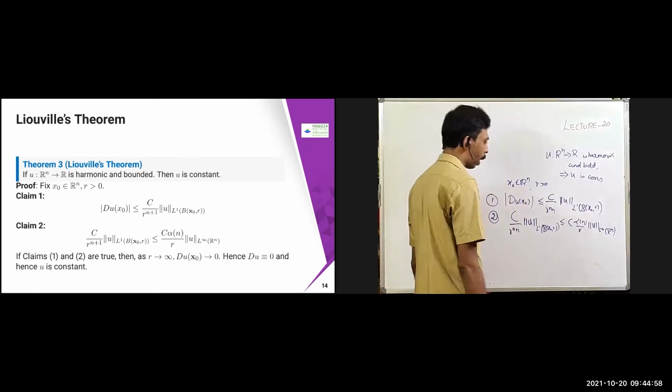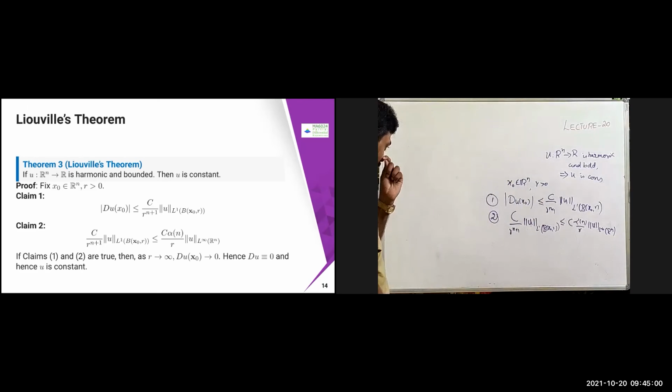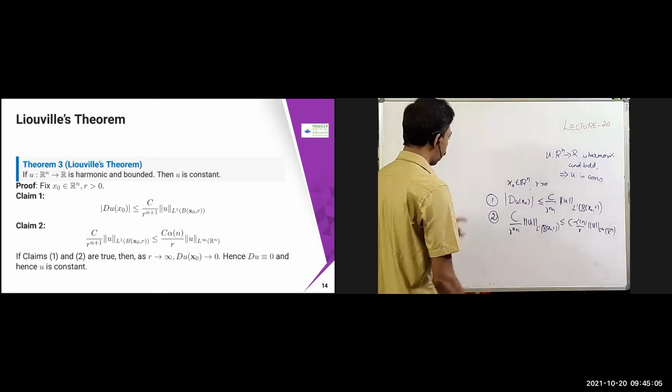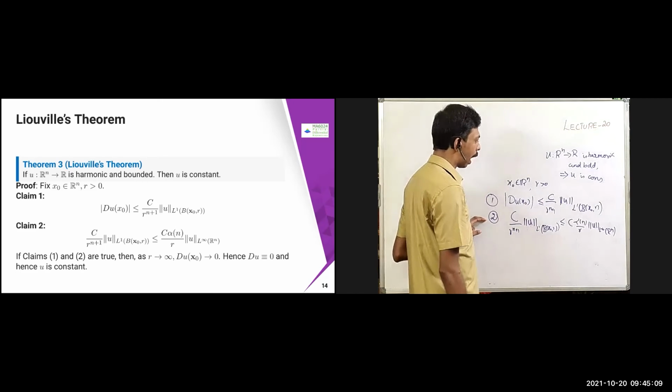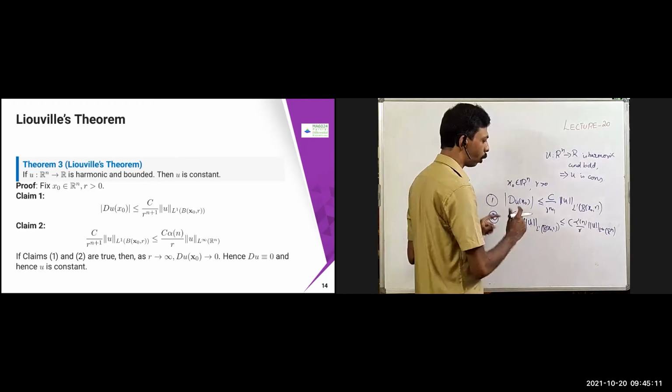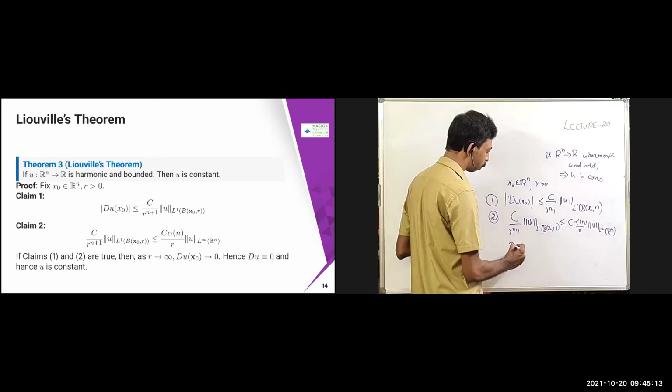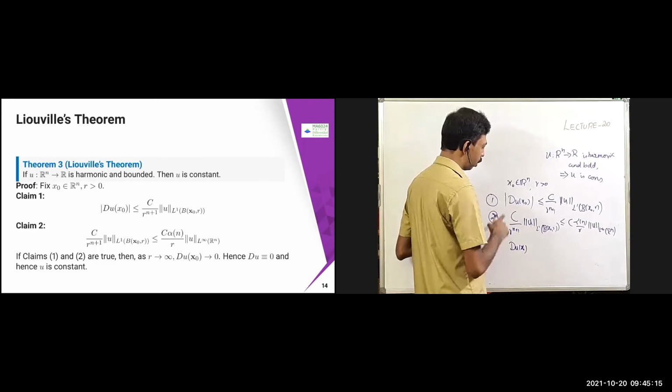So that second part is a very easy one, so I'm just skipping that. Only the first one I'm going to prove now. Suppose this claim 1 and 2 are true. Then as r tends to infinity, what you are going to get is that Du(x naught) is going to be 0. So this is true.